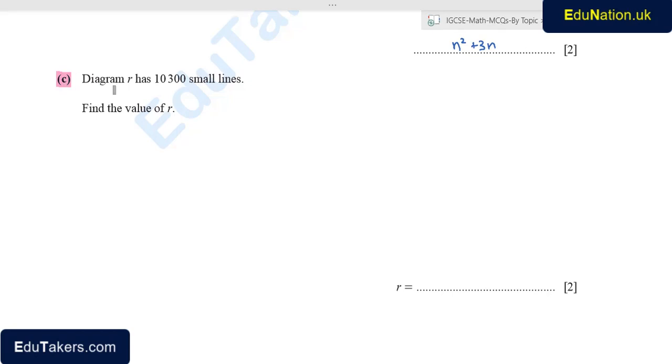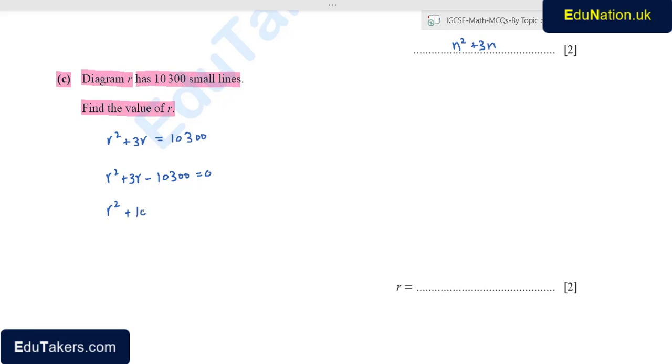Next is part C. Diagram R has 10,300 small lines. Find the value of R. And the nth term for small lines is n square plus 3n. So for the rth diagram, this will be r square plus 3r equals 10,300. r square plus 3r minus 10,300 equals 0.